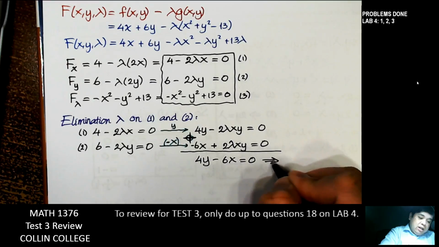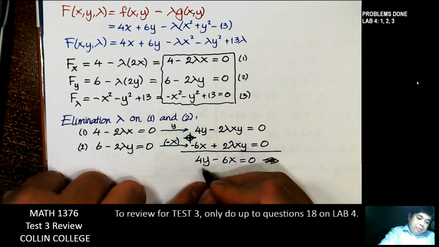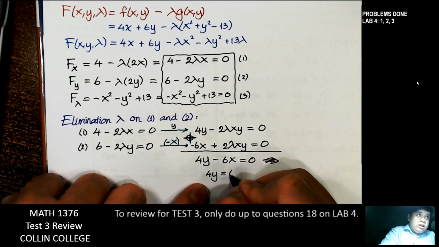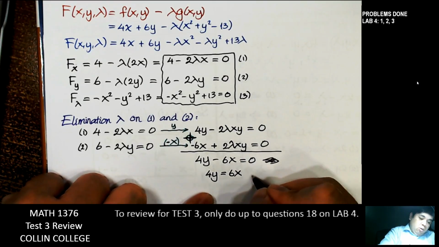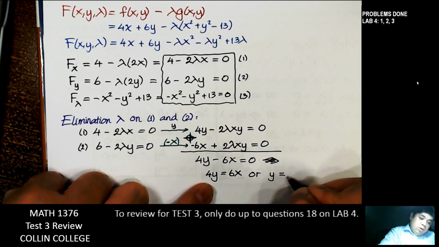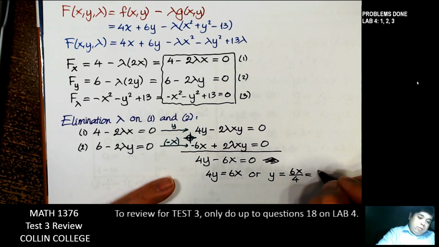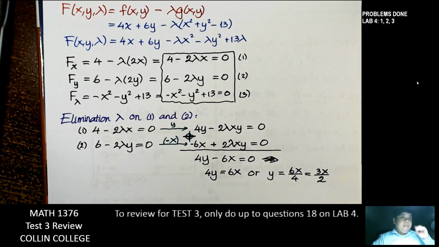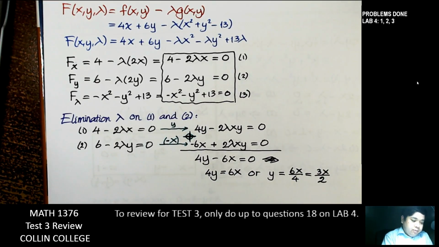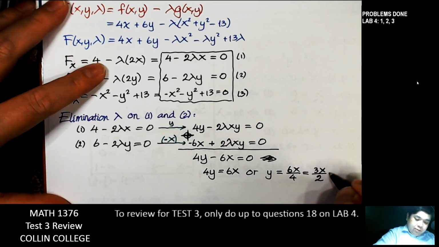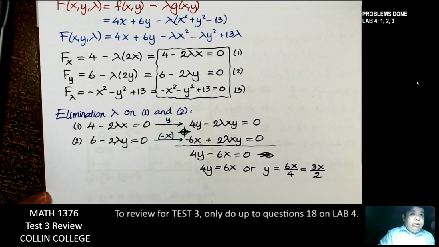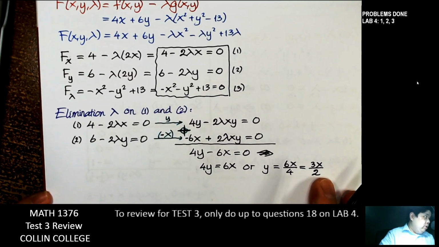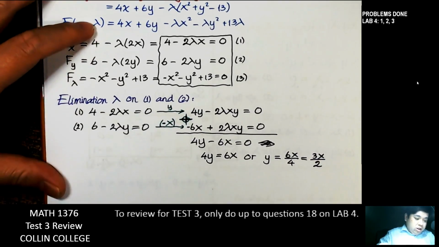So from here we can get 4y equal to 6x, or y equal to 6x over 4, or 3x over 2. Right. So that y is equal to 3x over 2. Now we can substitute that into equation 3.